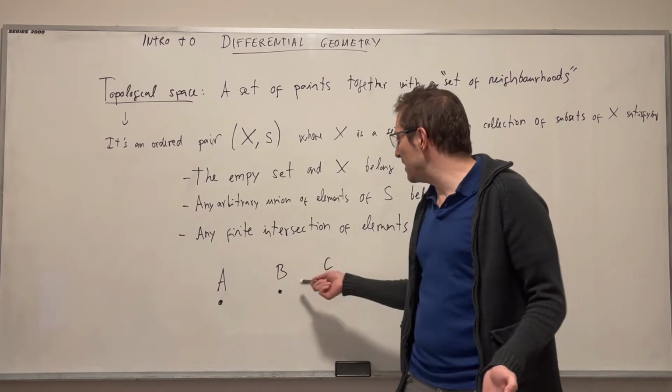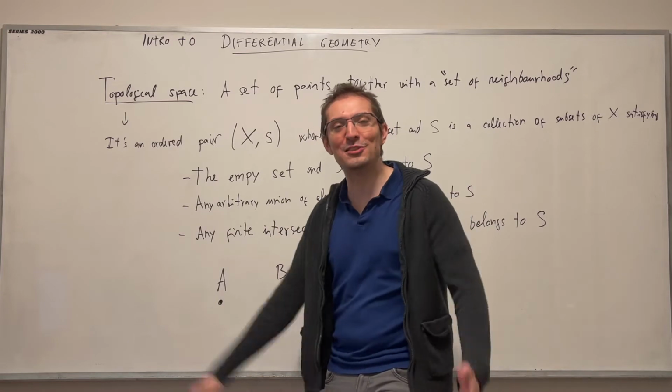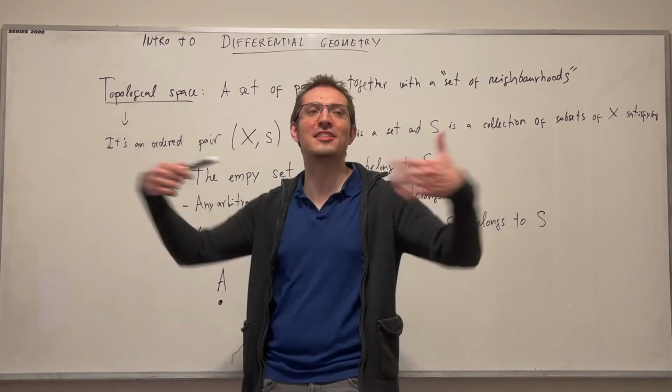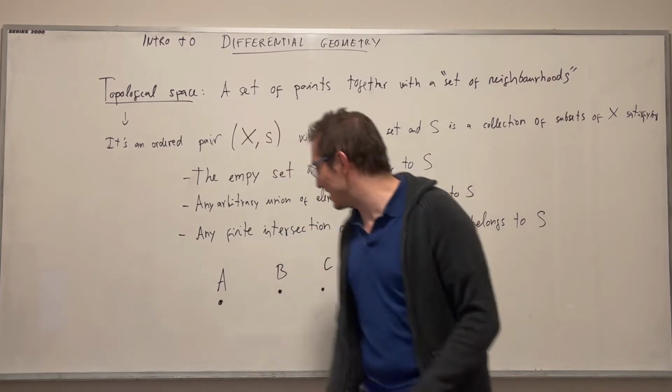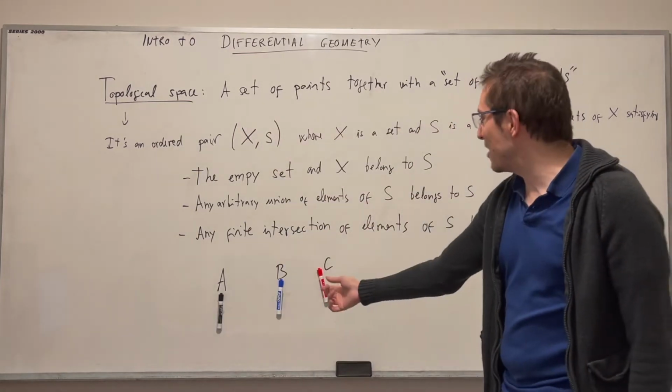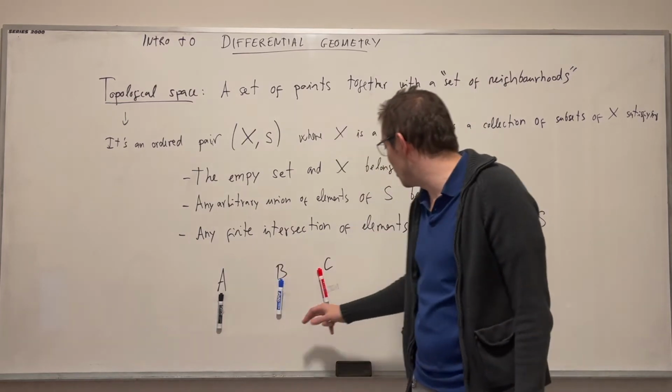A, B, and C could be tables in my room. I can give a topology to the number of chairs in my room, or the number of tables in my room, or the number of pens that I have. Let's do it with pens. So I have now a set of 3 pens. I call them A, B, and C, as in black, blue, and red.